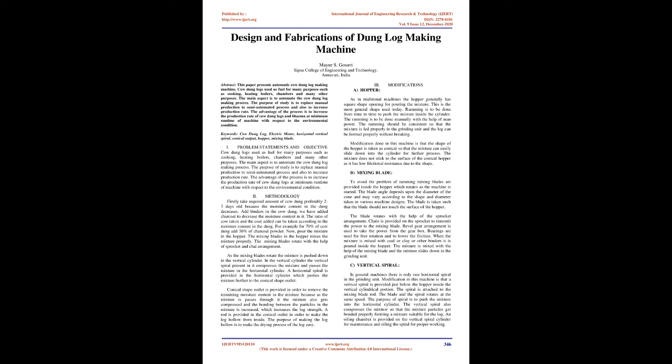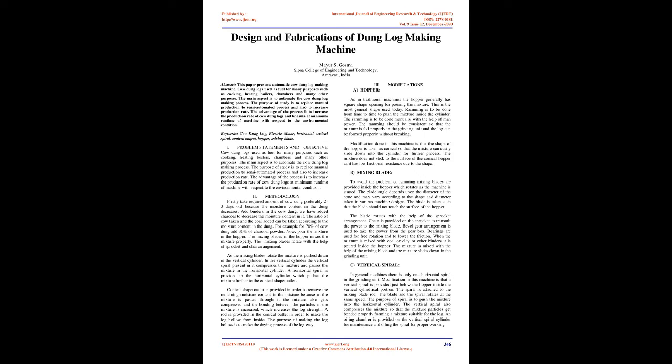The conical shape outlet is provided in order to remove the remaining moisture content in the mixture, because as the mixture passes through it, the mixture also gets compressed and the bonding between the particles in the mixture is increased, which increases the log strength. A rod is provided in the conical outlet in order to make the log hollow from inside. The purpose of making the log hollow is to make the drying process of the log easy.